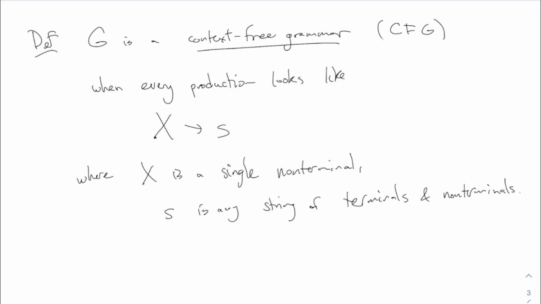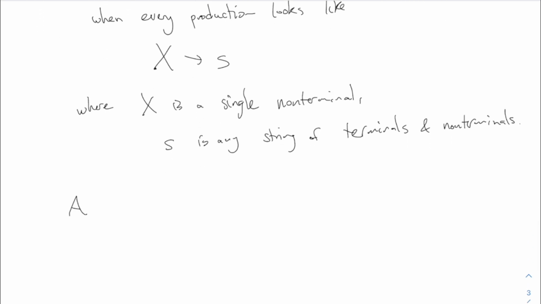That's what terminals and non-terminals means, remember? The terminals are like the little letters. That's what you end up with at the end. The non-terminals are the big ones. So what this says is context-free means the left side of every arrow is just one of the big letters. That's it. And the right side can be whatever you want. Every example that we've ever done is of this form. So all our examples are context-free grammars.